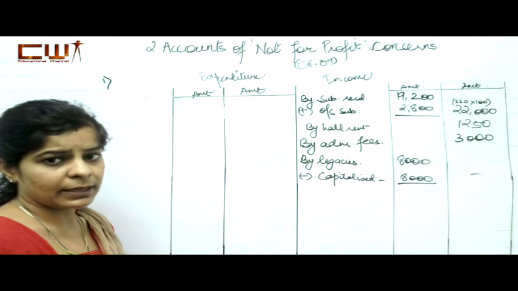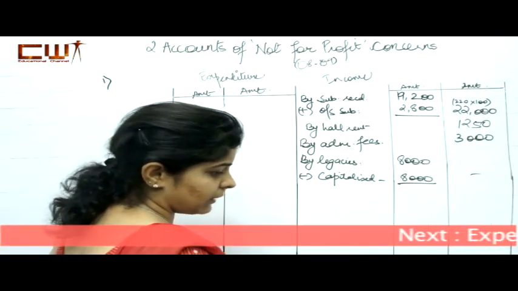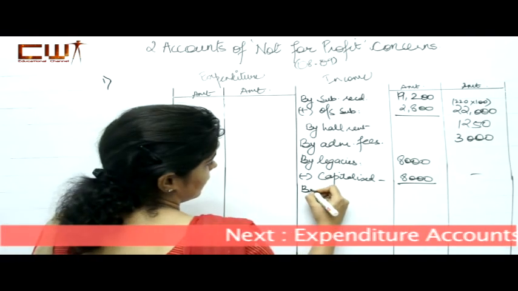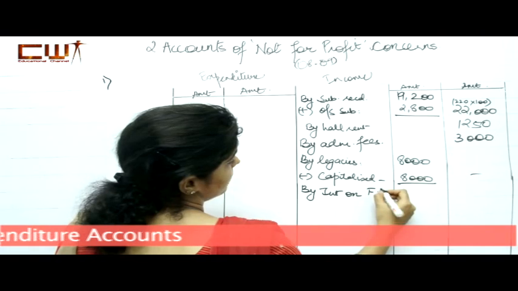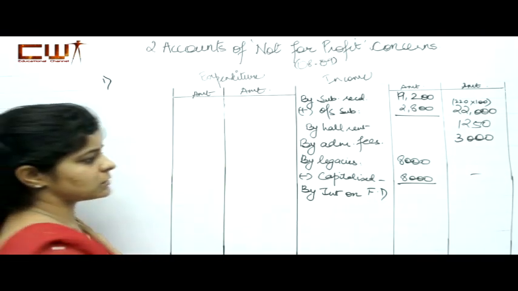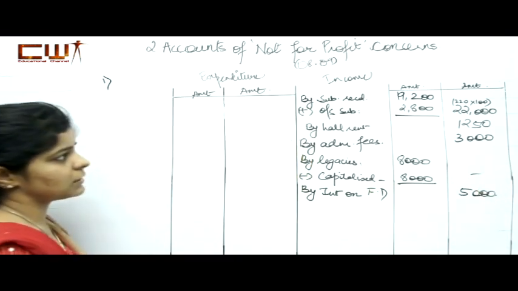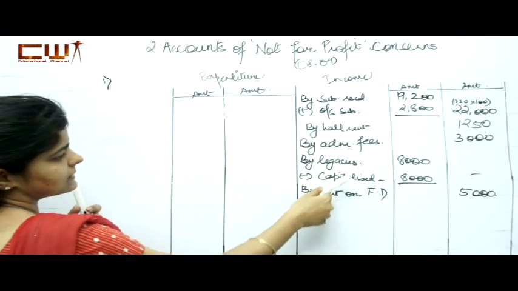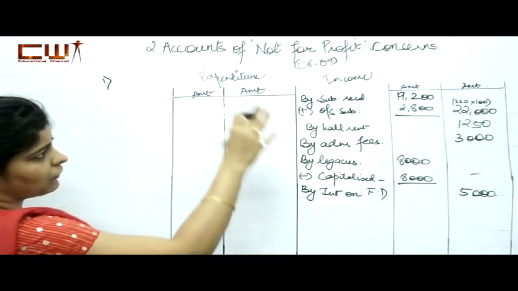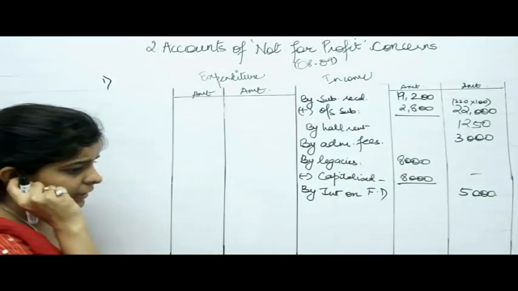What next thing will be done? What next thing is given to you, remaining with you? Admission fees we have done. Interest on fixed deposit. How much interest on fixed deposit they have given? 5,000. 5,000 comes here. See, so you have subscription, hall rent, admission fees, legacy and interest on FD. We have completed the income side. Now we will come on the expenditure side, right?